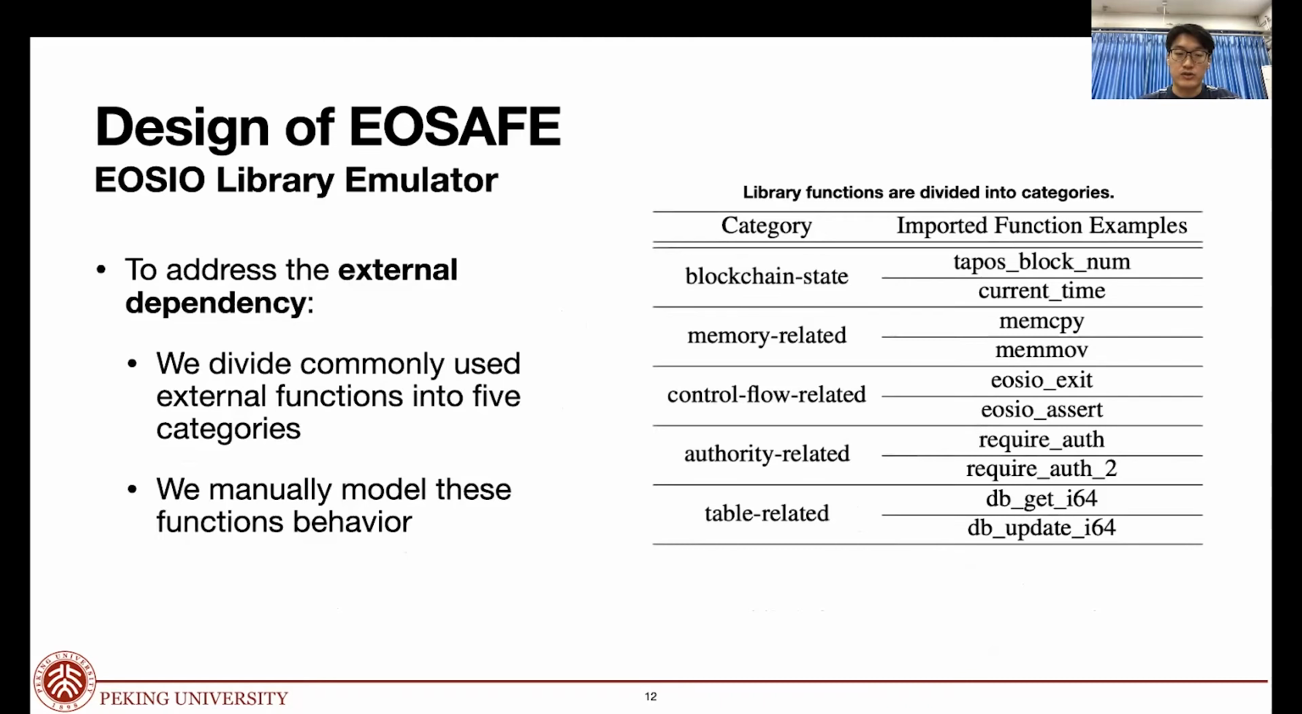And we also try to address the external dependency issue. To be specific, after manually checking the contracts in our benchmark, we filtered out commonly used library functions. Then, according to their functionality, we divided them into 5 categories, as the right figure shows.